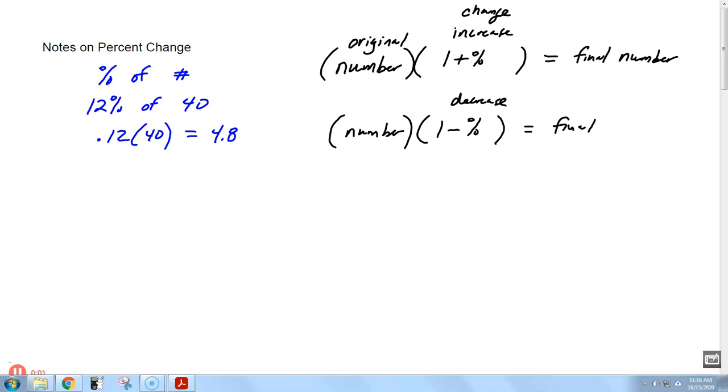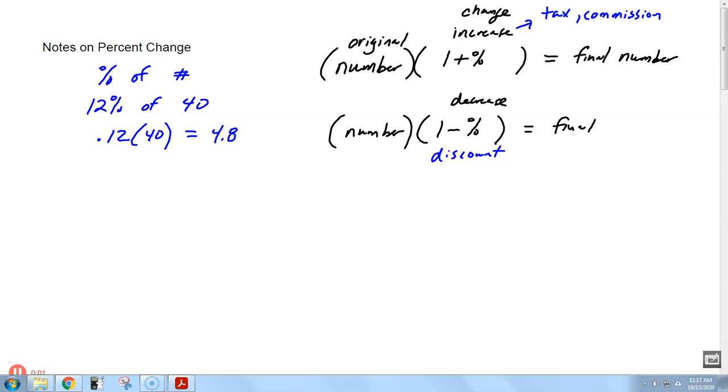Some things that represent increases could be tax. It could be commission, if you are selling something and you get to add some money there. That could be some sort of an increase in your pay. Decreases would be some sort of discount and things of that nature.